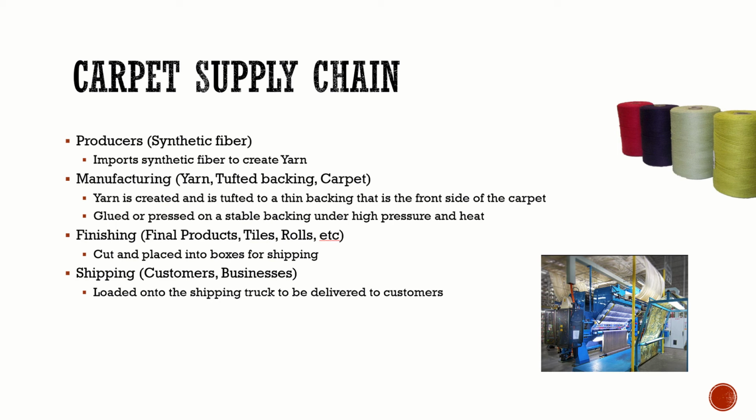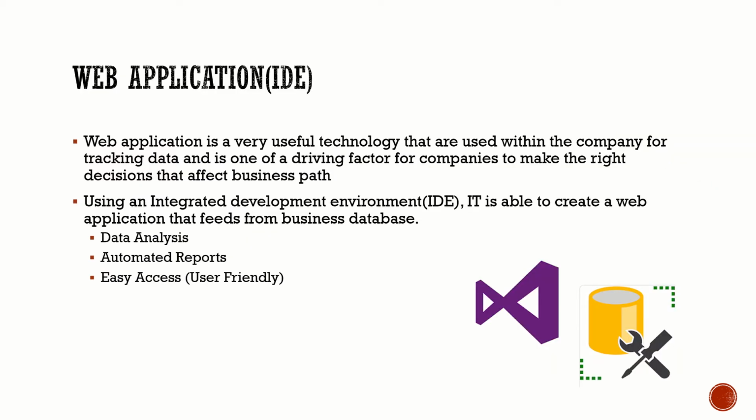The semi-finished products is sent to finishing where they cut the carpet or tiles to fit the required size. Or they also pack rolls into a box for customer orders. Once boxing is complete, the semi-finished goods is now converted to finished goods. So shipping loads the finished goods onto the shipping truck to be delivered to customers. So that was just a basic breakdown of carpet supply chain. And this is where web application comes into place.